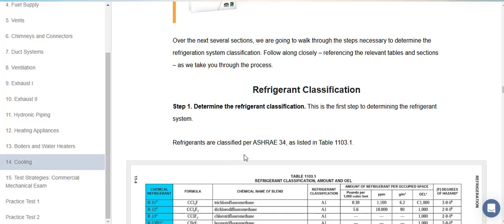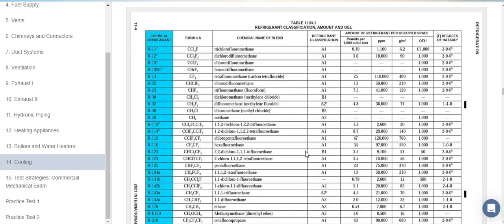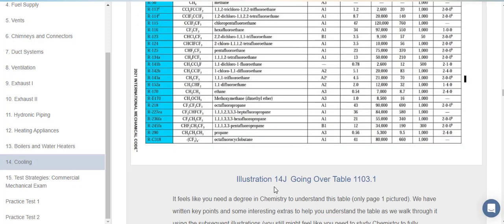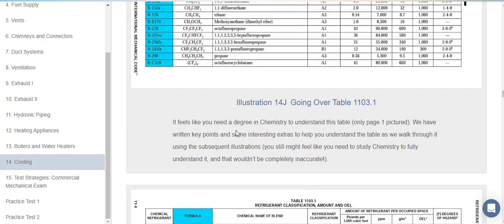Refrigerants are classified per ASHRAE 34 as listed in Table 1103. This is Table 1103. This is the chemical refrigerants. This is the formula, chemical name of blend, and everything. Illustration 14G going over Table 1103.